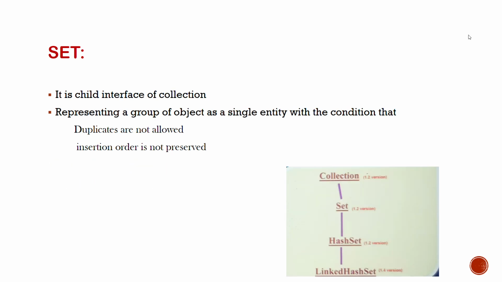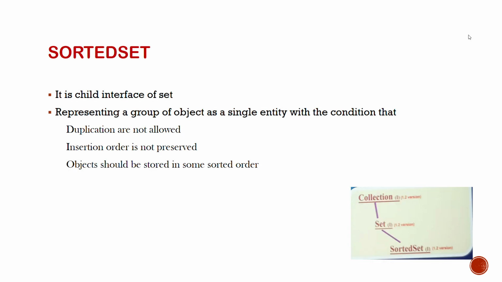Now the set interface. It is a child interface of collection representing a group of objects as a single entity with the condition that duplicates are not allowed and insertion order is not preserved. So collection is again divided into set interface, and set is divided into hash set and linked hash set.